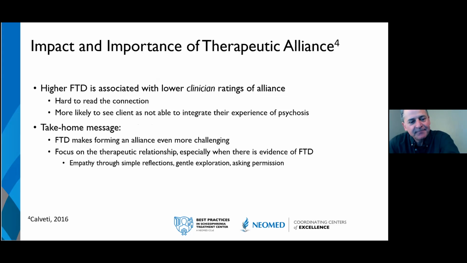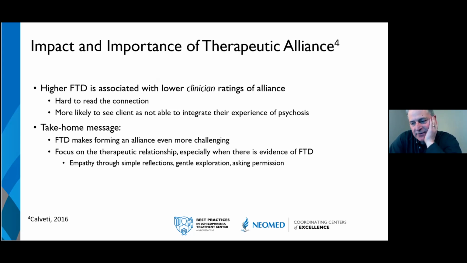Okay, a couple other features. Therapeutic alliance. In general, as folks have more formal thought disorder, when clinicians are asked to rate alliance, they tend to rate lower alliance. And it kind of makes sense, right? Because it's harder to make a connection, to try to figure out what's going on. It's just difficult, and so there's a strain on the therapeutic relationship.